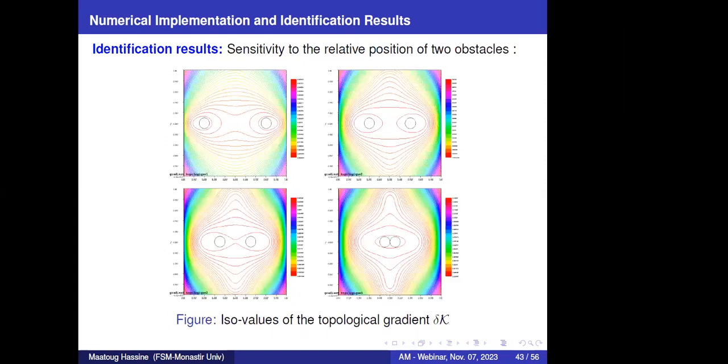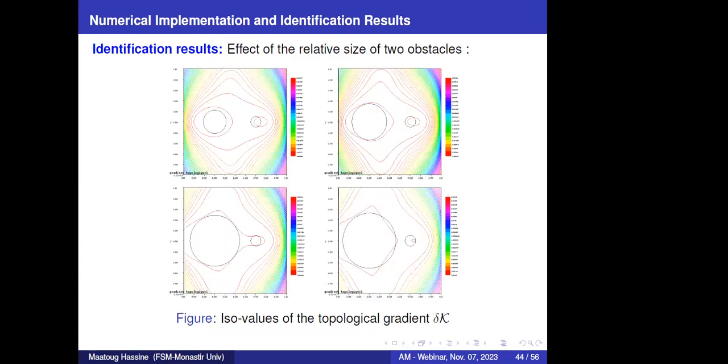In the third test, we will discuss the influence of the relative position of two obstacles. I will remark here that when the two obstacles are well separated, we have a good detection result. However, when the distance between the two obstacles decreases, the topological algorithm detects only the zone containing the two obstacles.